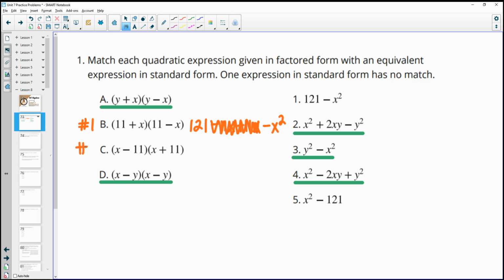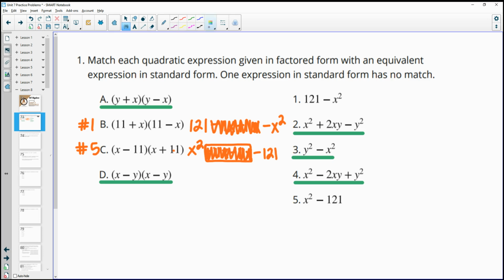Then for C, we know that one's going to be number 5 since we've narrowed down our options. Again, this would be an x times an x, so we'd get an x squared. Our middle term, if we did x times the 11, would be plus 11x. Then we would do the negative 11 times x. And then the negative 11 times 11, which is negative 121. We know that negative 11x and plus 11x totals 0. So that's where the x squared minus 121 comes from.